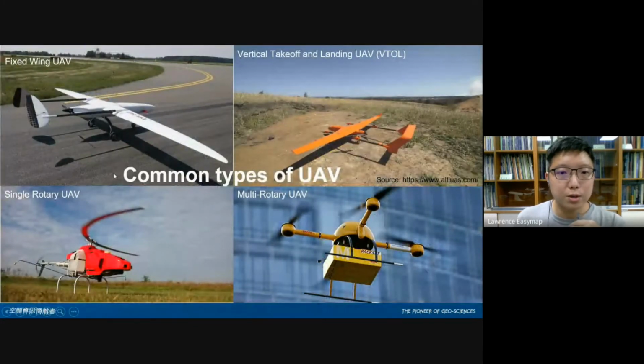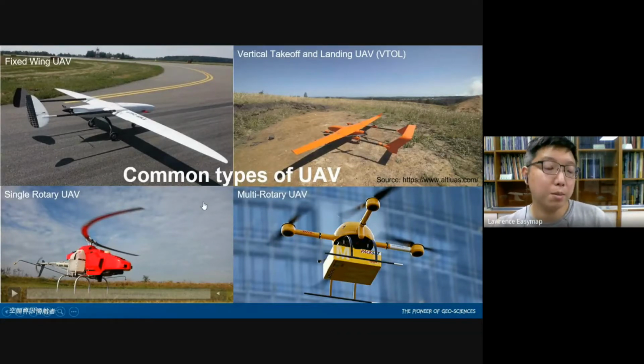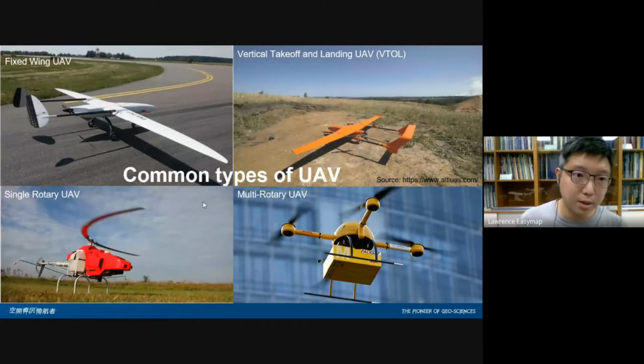Okay, so here are the common types of UAV. Even though UAV is a common term for those aircraft that are controlled automatically, there are lots of different types. The most common one, on the left upper corner, is a fixed wing UAV, just like an airplane. It is indeed an airplane.